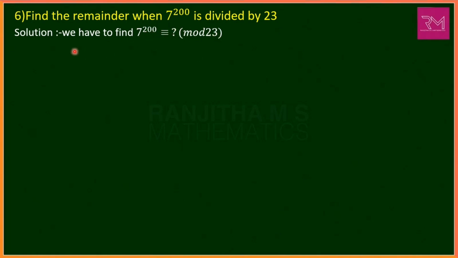So to find this value, we know that 7 square is congruent to 3 modulo 23. This is because 7 square is nothing but 7 into 7, that is 49, which is congruent to 3 mod 23, that is, 23 divides 49 minus 3, which is 46. We already know that 23 divides 46. Therefore this congruence holds. Therefore we can take 7 square is congruent to 3 modulo 23. Call this equation number 1.